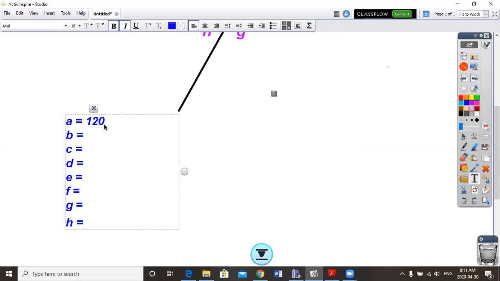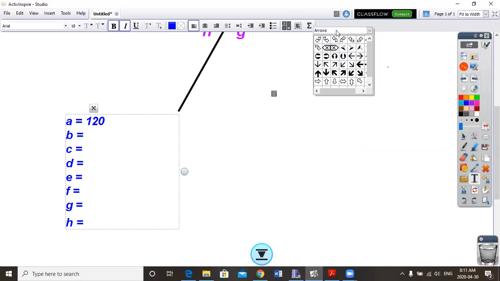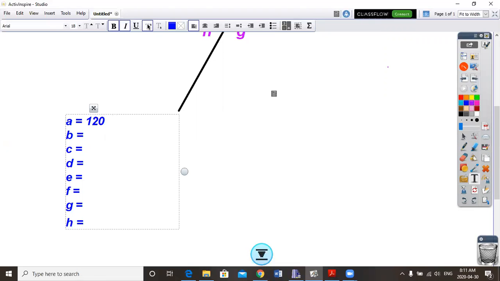I don't have the degree symbol on here, I think. Oh, maybe there is. Hopefully. Nope. There is no degree symbol. All right. So I'll just do it like that. Maybe I'll do it as an O. There we go, 120 degrees. All righty.